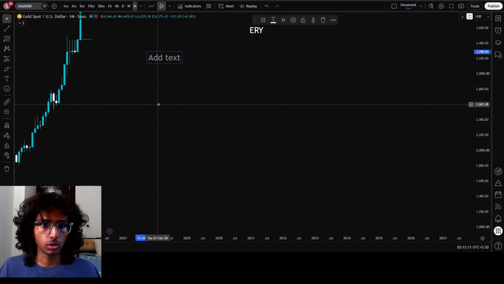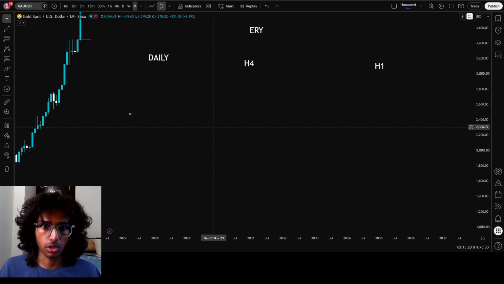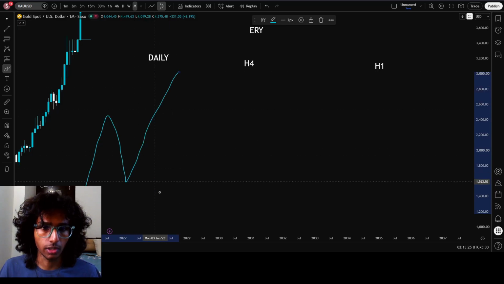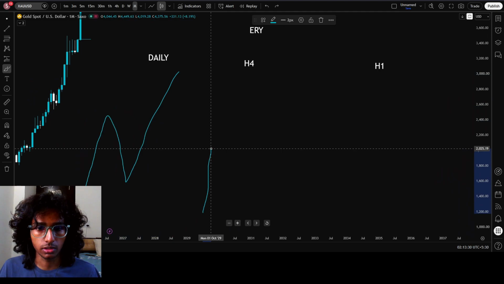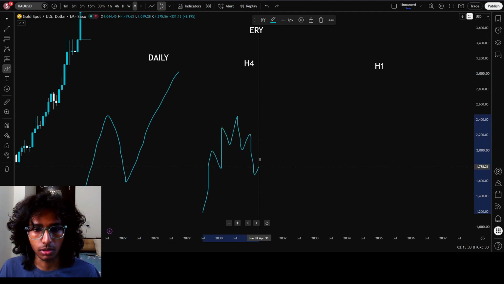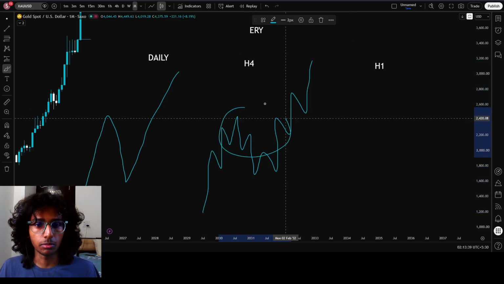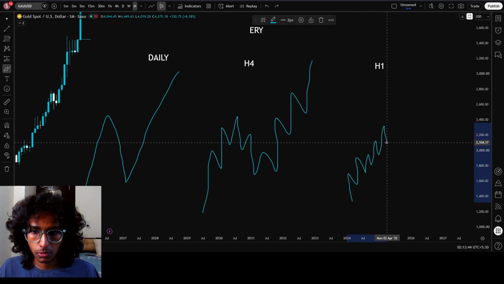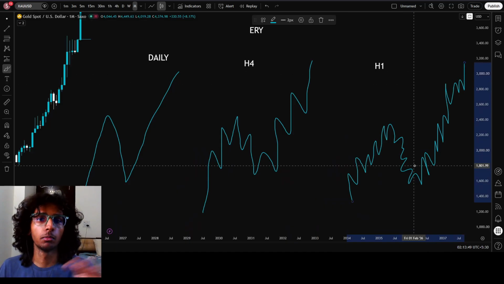If you know how structures work across the daily, H4 and H1: let's suppose there is a buy structure on the daily like this. On H4 you will see something similar, and on H1 the same thing, but with more structures.